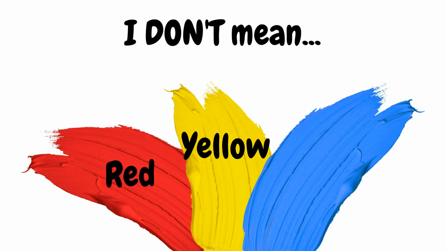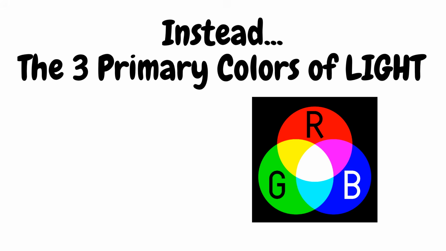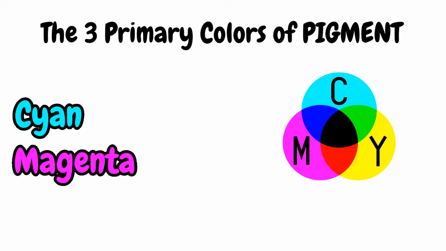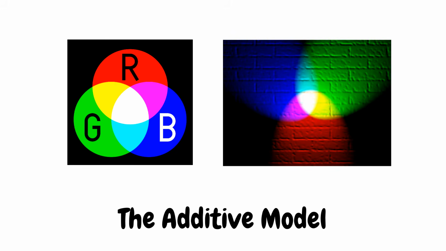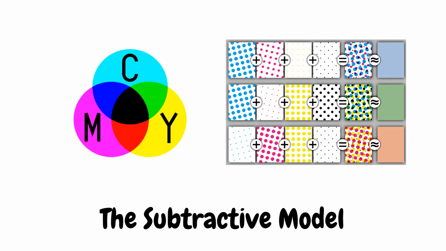Well, let me explain. Let me start with the basics, that being the primary colors. And by primary colors, I don't mean the red, yellow, blue tricolor we've been taught when we were toddlers. Instead, what I'm going to be talking about are the three primary colors of light, red, green, and blue, and the three primary colors of pigment, cyan, magenta, and yellow. The RGB model is the additive model, because you create new colors by adding the lights together. While the CMY model is the subtractive model, because the colored pigments or dyes subtract certain wavelengths of light.